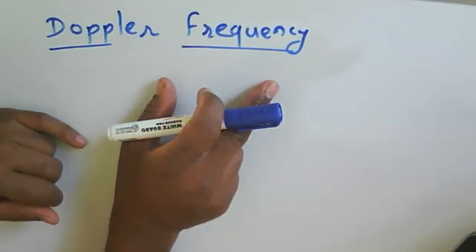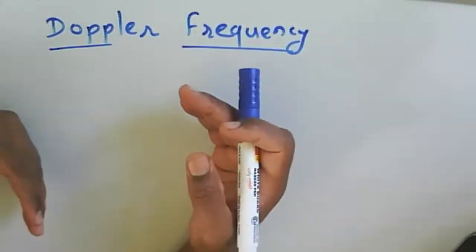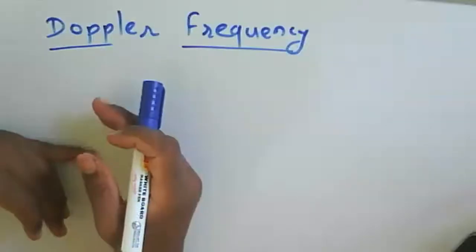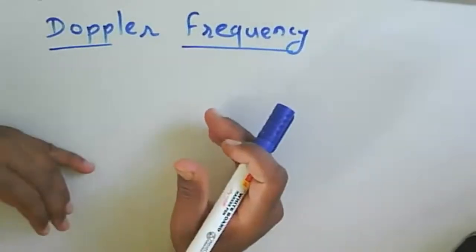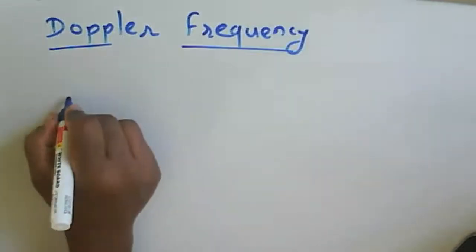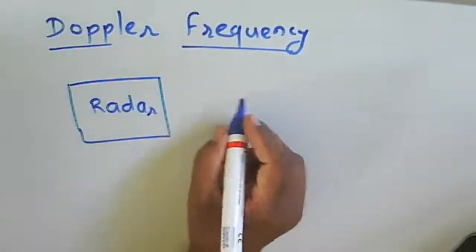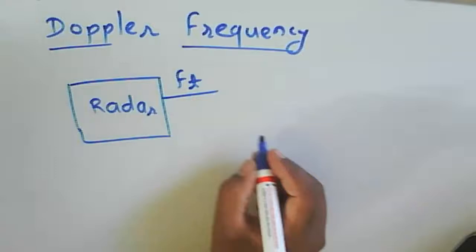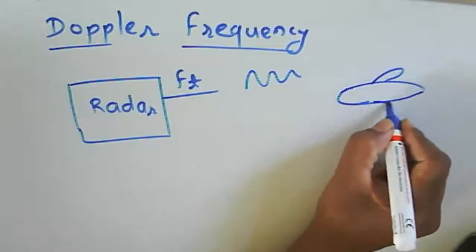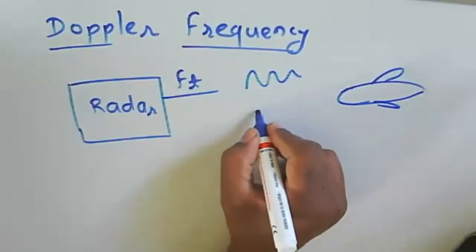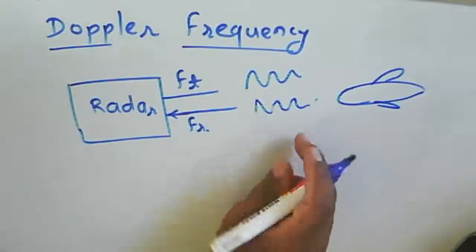The Doppler effect changes the frequency of a signal that is transmitted from the radar, and when it comes back to the radar there is a variation in the frequency. So what will be the transmitting frequency? From the radar, we say we have a radar, and it will transmit some frequency. Now suppose we have an object. When the signal reaches the object, we receive the frequency signal back, that is the echo.